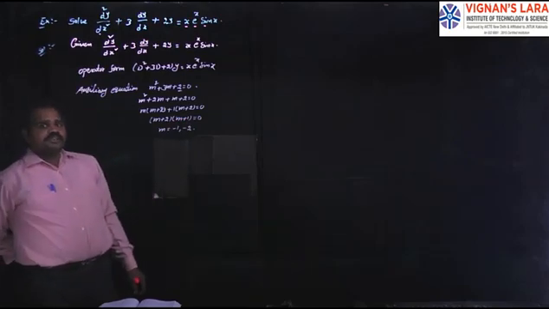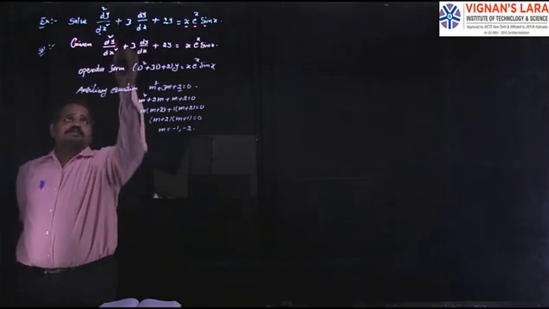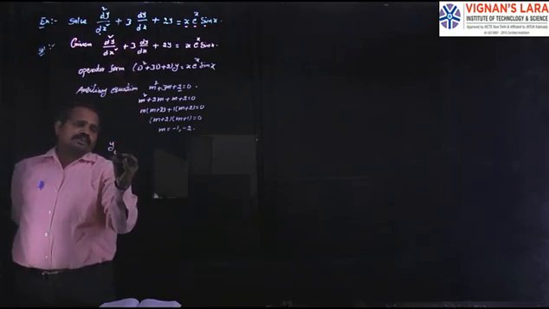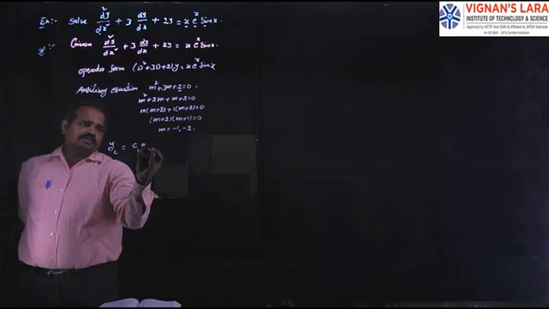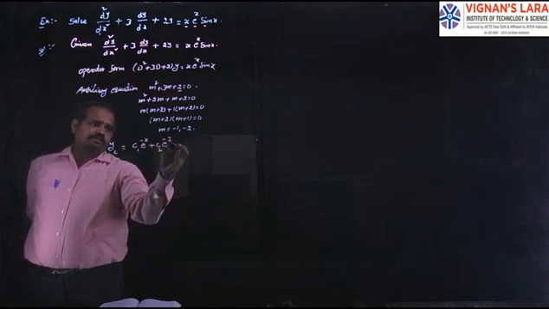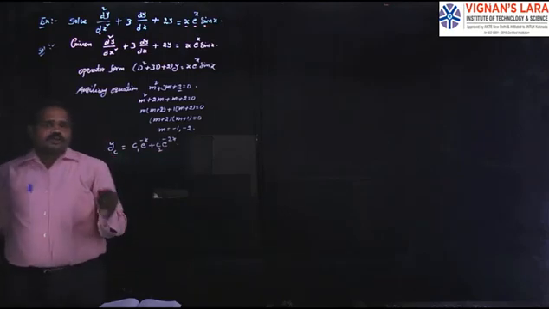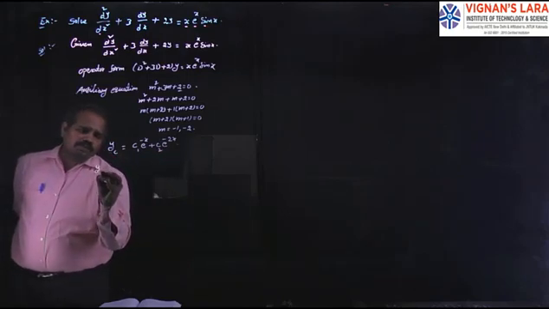Two roots exist, and the two roots are real and distinct. Corresponding, here the dependent variable is y. yc is equal to c1 e power minus x plus c2 e power minus 2x. This is the complementary solution. Now we are going to the particular solution.